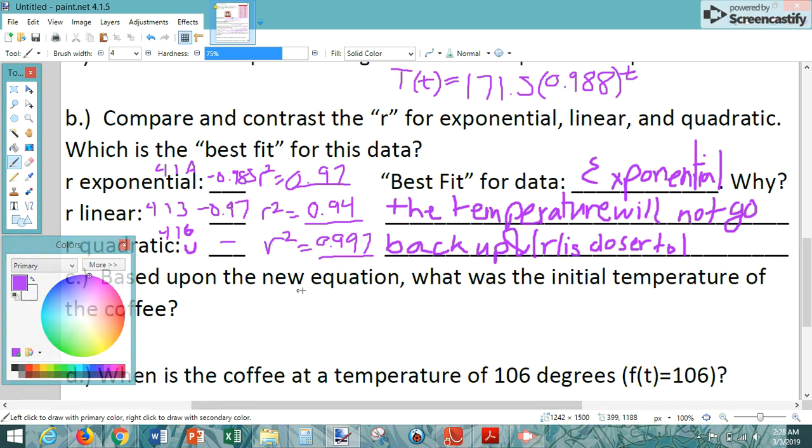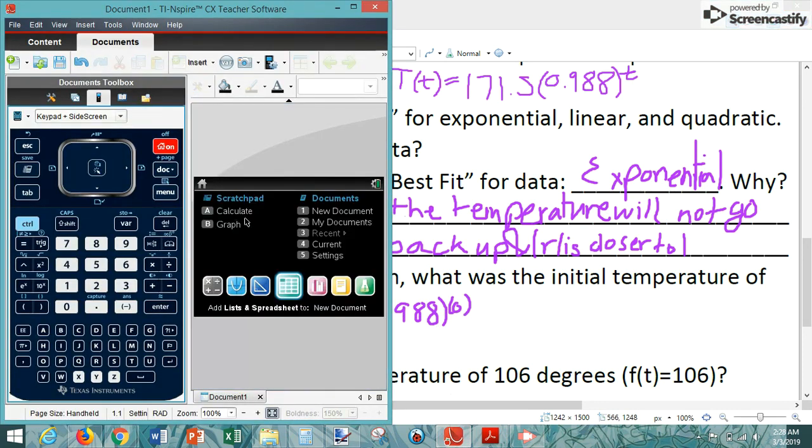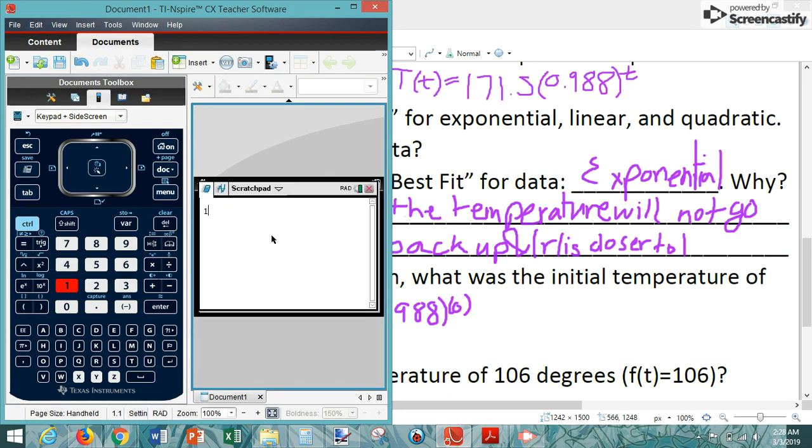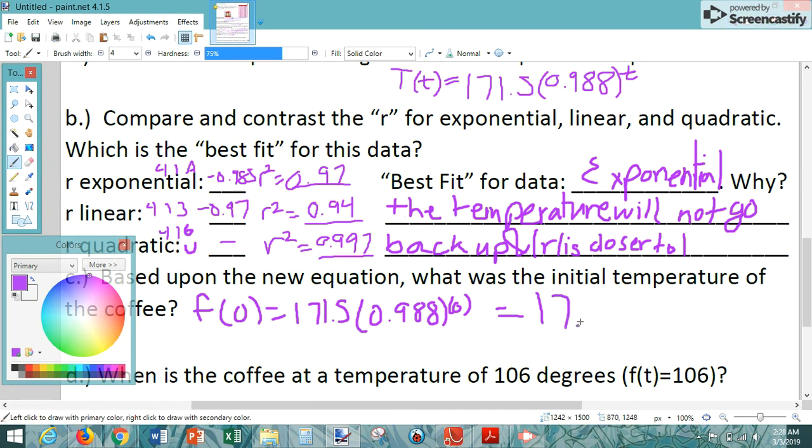So C, based upon this equation, what was the initial temperature of the coffee? So let's go ahead and plug that in. F of 0 equals 171.5 times 0.988 to the 0 power. So let's go ahead and put that in our calculator. Let's go calculate. So we have 171.5 times, and then the caret, 0 power. We just have 171.5 degrees Fahrenheit.